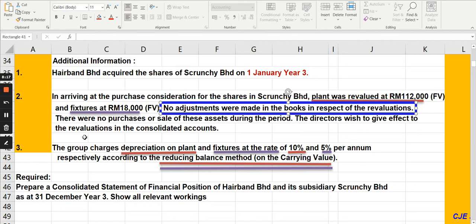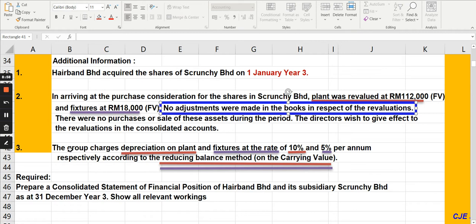Directors wish to give effect to the revaluation. So directors here, you are talking about directors of the parent company, where in the consolidation itself, the asset of the subsidiary company must be shown at fair value. If the subsidiary has not accounted for it at fair value, it's the parent company that needs to fair value the asset and make sure that the consolidated statement of financial position reflects that fair value.